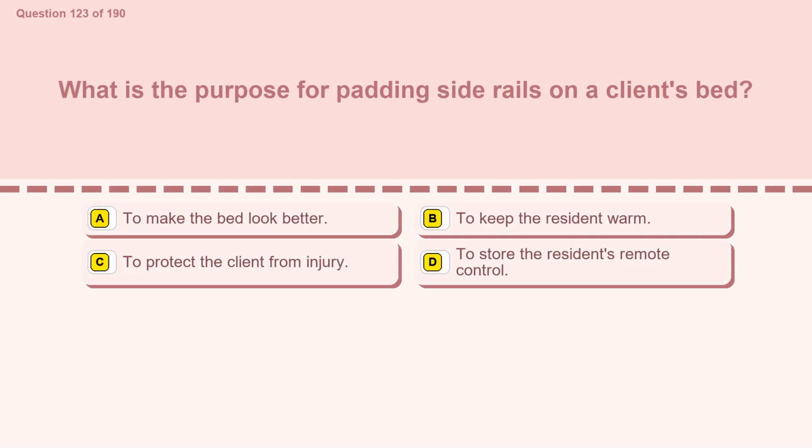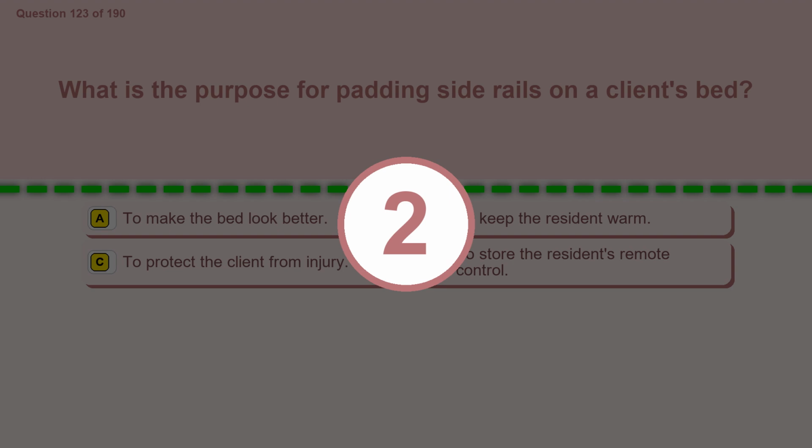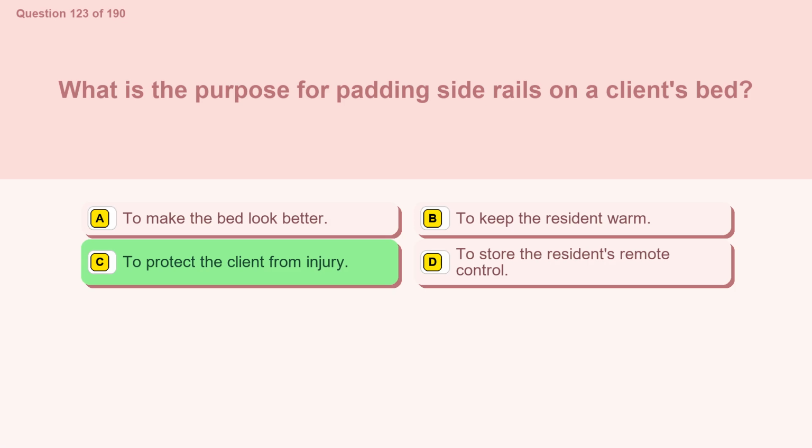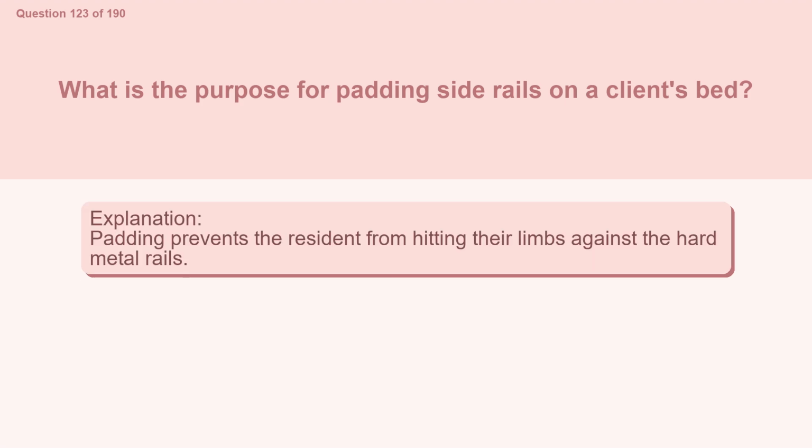Question 123. What is the purpose for padding side rails on a client's bed? Option A, to make the bed look better. Option B, to keep the resident warm. Option C, to protect the client from injury. Option D, to store the resident's remote control. The correct answer is option C, to protect the client from injury. Padding prevents the resident from hitting their limbs against the hard metal rails.